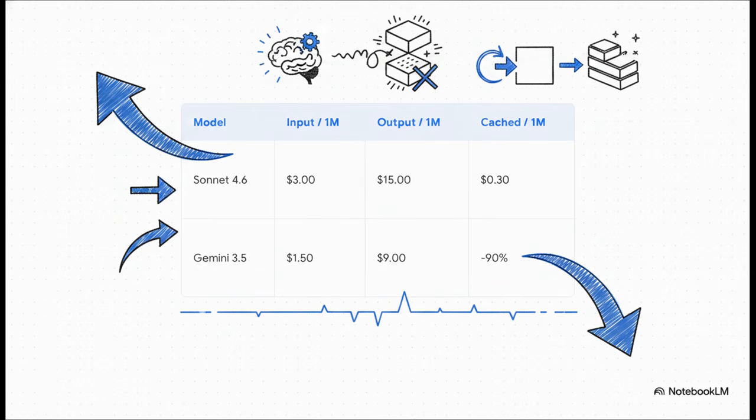But check out the cached input pricing. If you use prompt caching, providers slash the price of input tokens by up to 90%. Why? Because if you send the same system prompt repeatedly, they don't have to burn compute doing that prefill phase again. They just inject the already computed KV cache straight into memory.